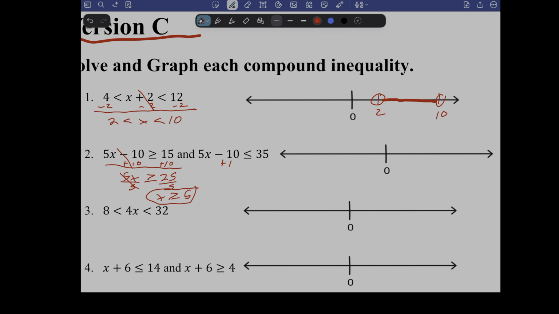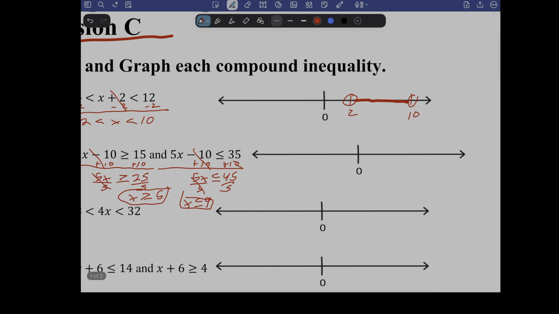Going on to the next one, I'm going to add 10 to both sides. Now I'm going to get 5x is less than or equal to 45. Okay? Divide each side by 5. x is less than or equal to 9. And now all I have to do is graph both of these. So I'm going to have a 5 and a 9.